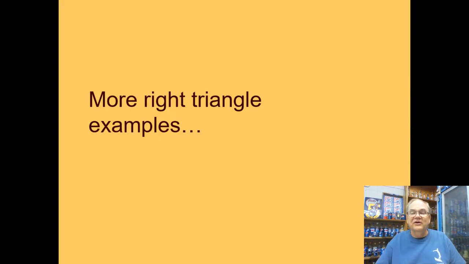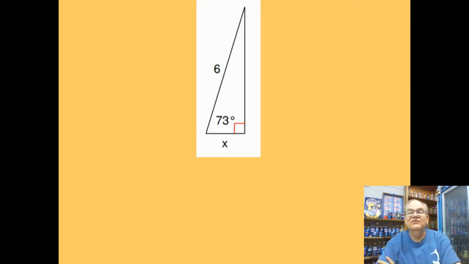So I want to look real quick at 3 more examples, and what I would suggest to you is, first of all, after I show the example, pause for a minute, see if you can figure out what the equation is, and then what you would have to do to get the answer. So here's our first problem. Again, see if you can think, what would the equation be? Does it involve sine, cosine, or tangent? And then what would you have to do to get the answer?